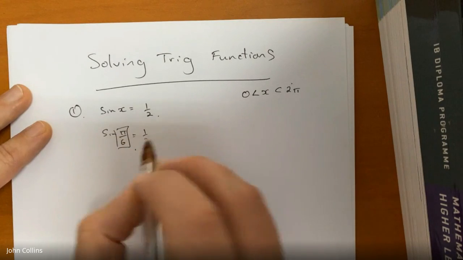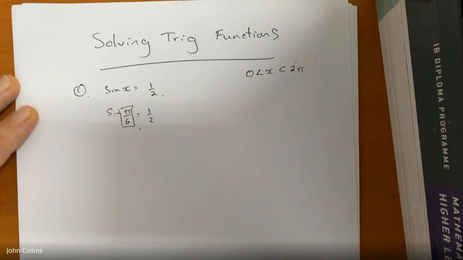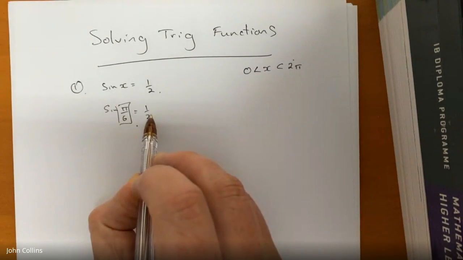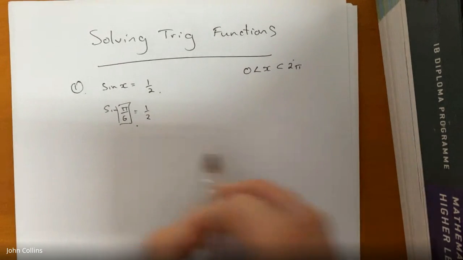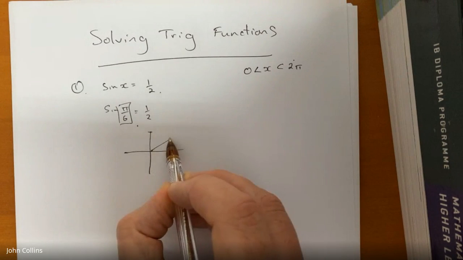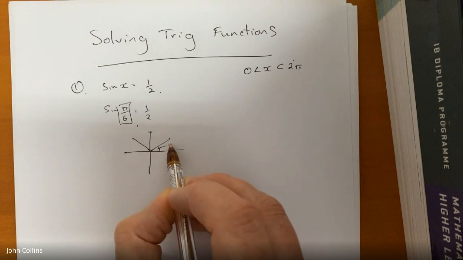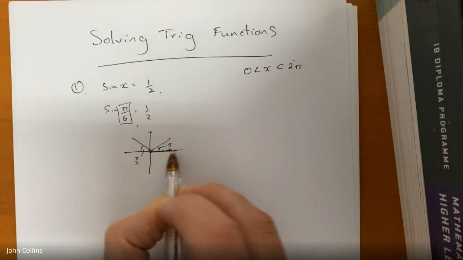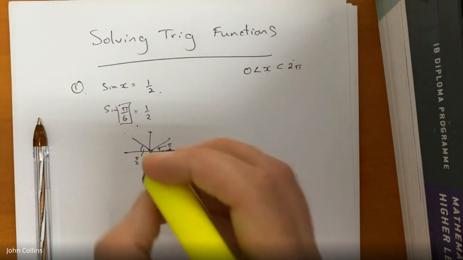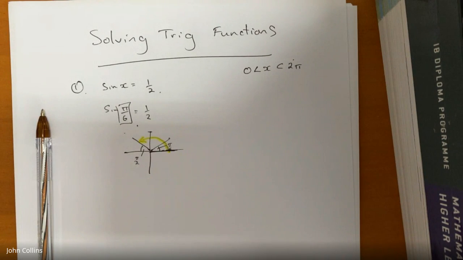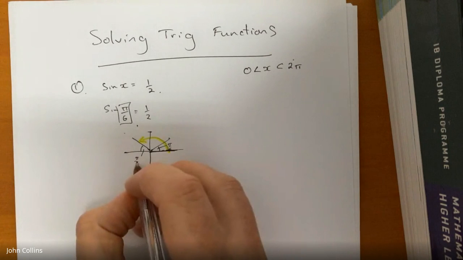So pi over 6, I would call that the reference angle. You want to know between 0 and 2 pi where the sine hits the height of a half. There are two places, because it's the y-axis, it's going to hit here and here. That's pi over 6, and this one is what? Malika, what's this angle? Well, this angle is pi over 6, but what angle brings me to there? Starting here and moving around to there.